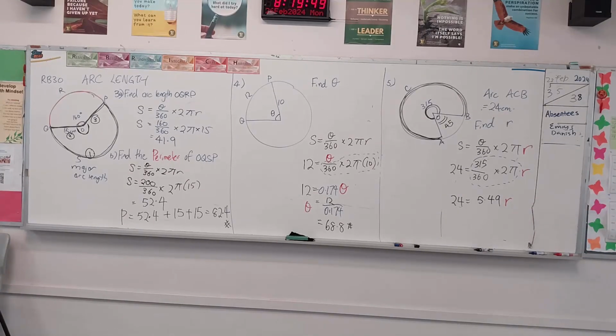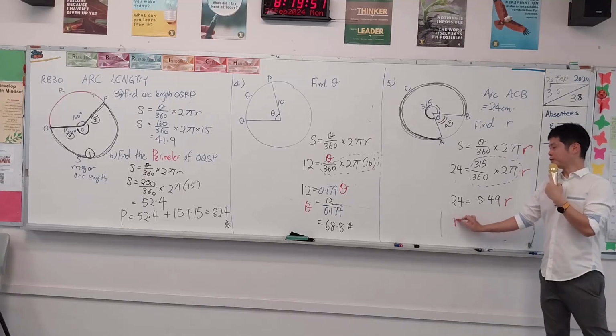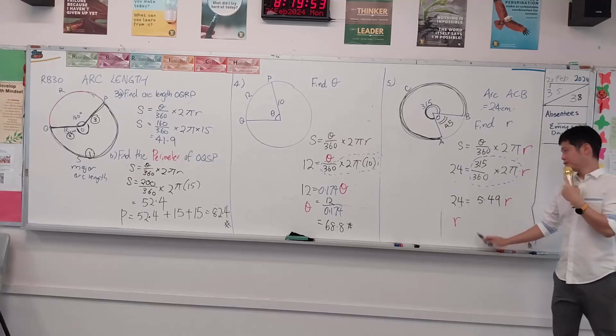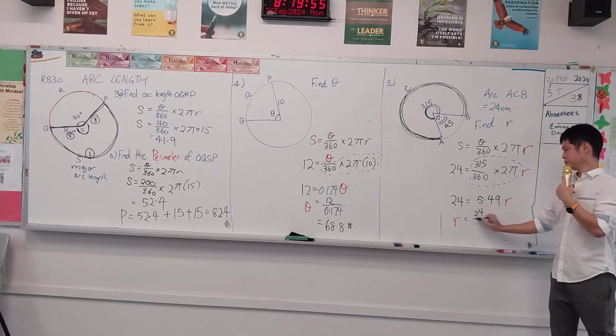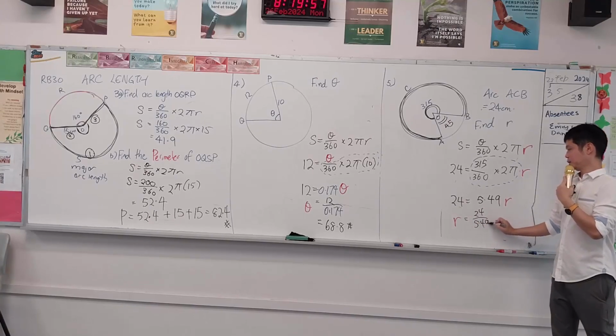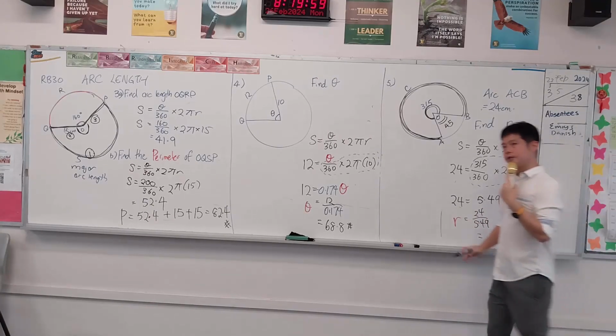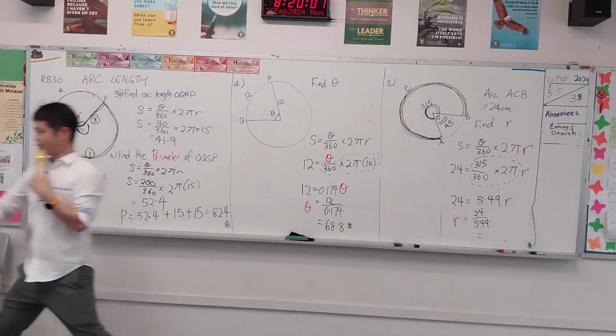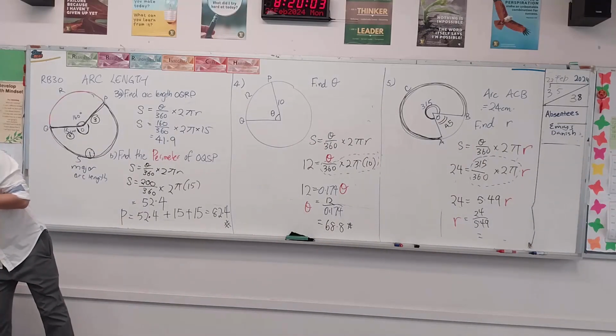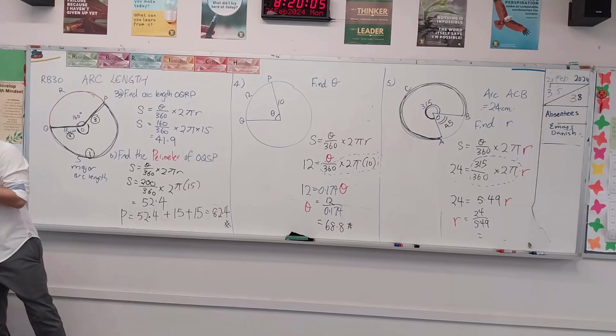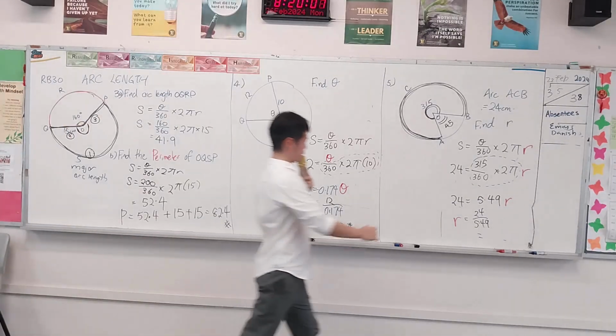Okay, same as just now. How do we find R? What do we do with these two numbers? Divide. Okay. And the final answer is 4.87. Let me check. 4.37, correct? Yeah, correct. Okay.